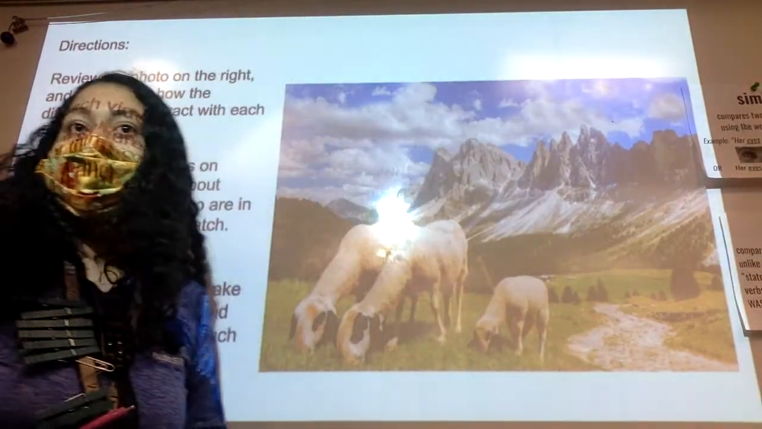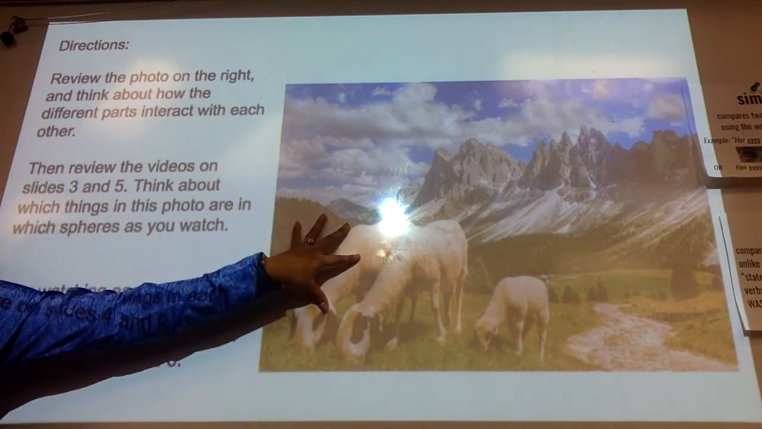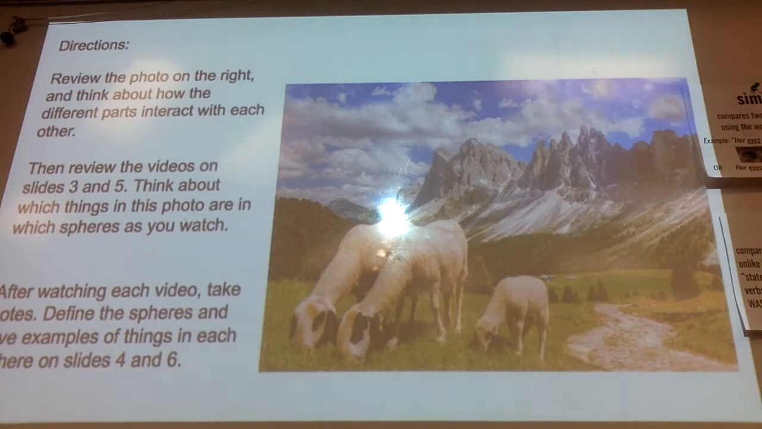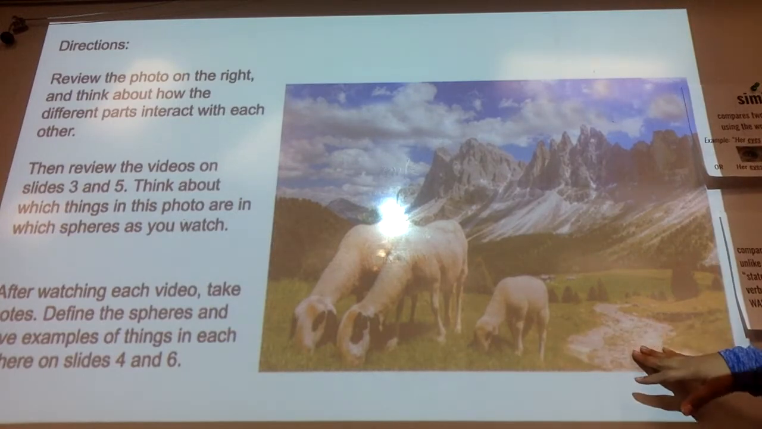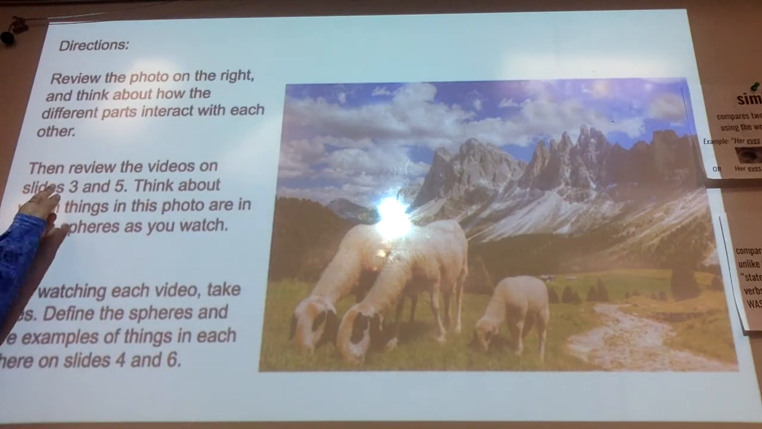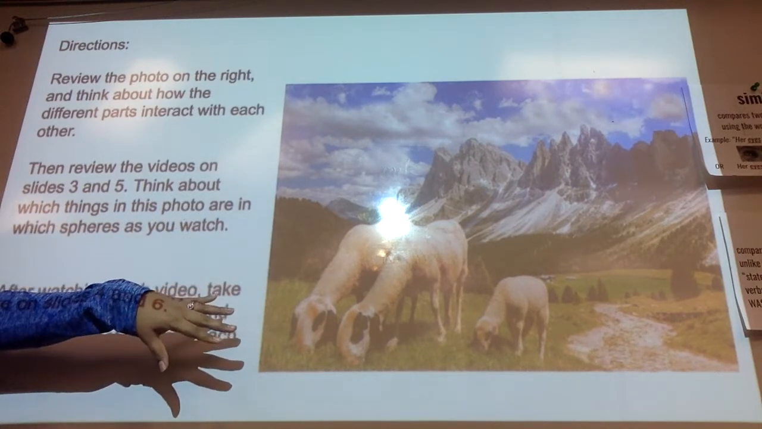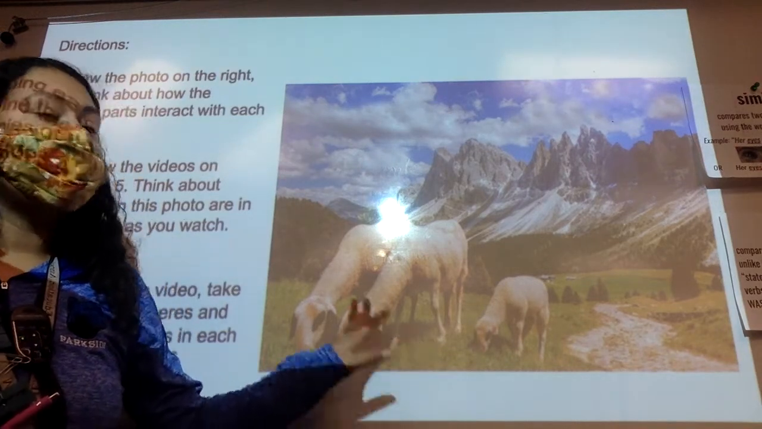Okay, so next slide. Ready? Review the photo on the right. Yep. So this photo right here. So next, we are going to think about the different parts that interact with each other. Oh, I did this at home. Okay? Then review the videos on slides 3 and slide 5. Think about which things in this photo are in which spheres as you watch them. Okay? So, what do we see here?